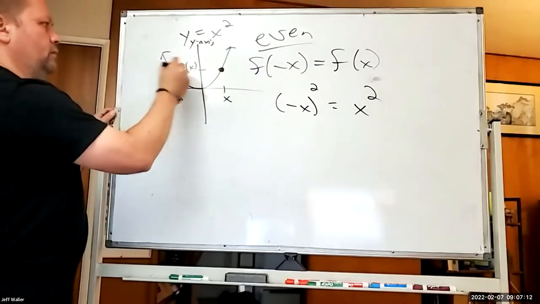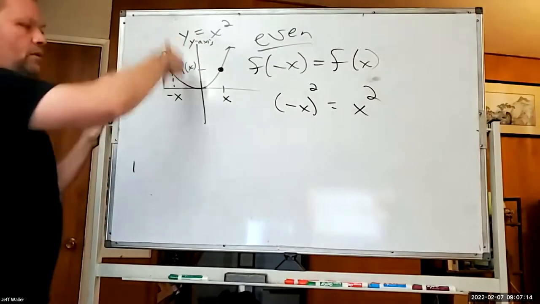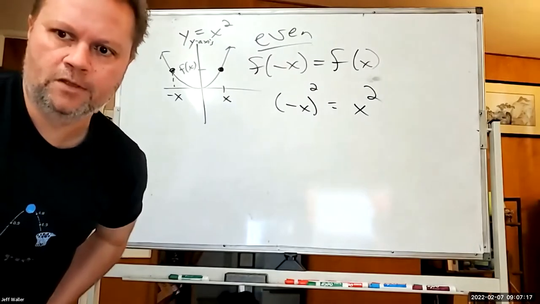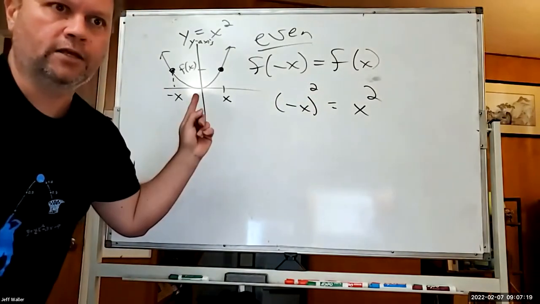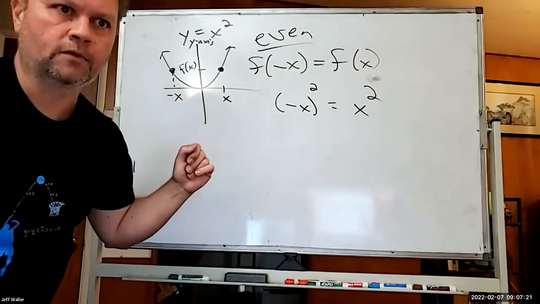This has a mirror image across the y-axis, like there's a mirror at the y-axis. Is that cool? So here's an algebraic definition. There's a graphical definition.